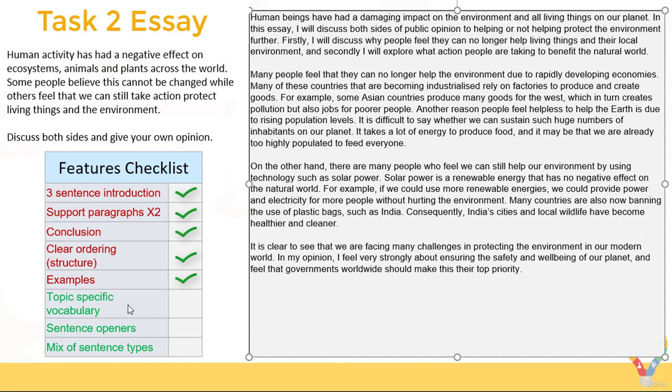And here, topic-specific vocabulary, definitely I've got words such as environment and government, solar power, renewable energy. So I've got lots of topic-specific vocabulary. Sentence openers, on the other hand, it is clear to see, and I'm sure we've got more examples in here, and a mix of sentence types. I've definitely included a mix of simple, compound, and complex structures. So overall, I think I've done quite a good job in writing a well-structured and reasonably well-detailed essay on this question on the environment.